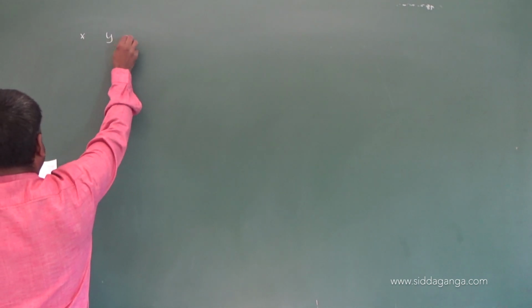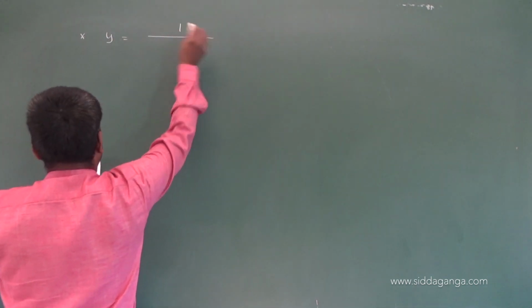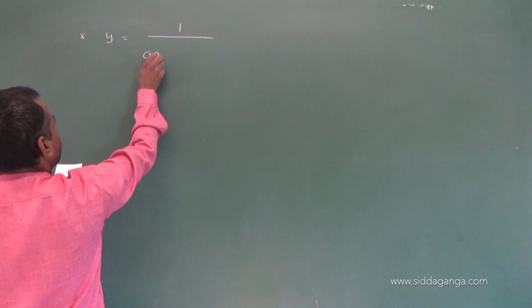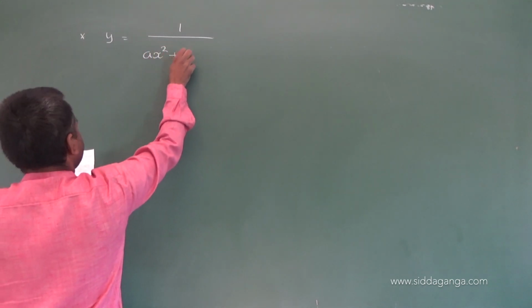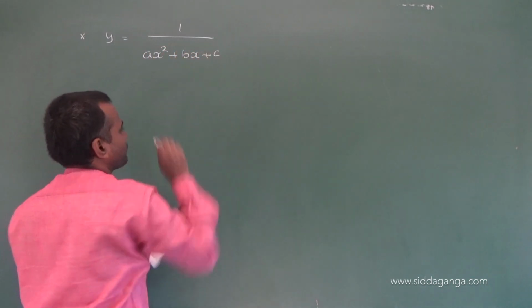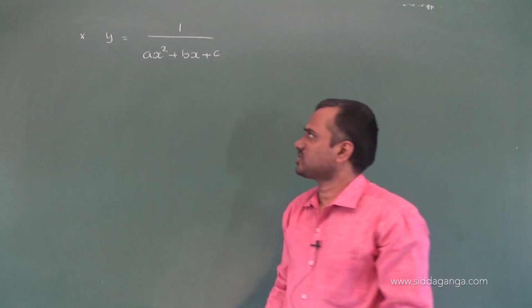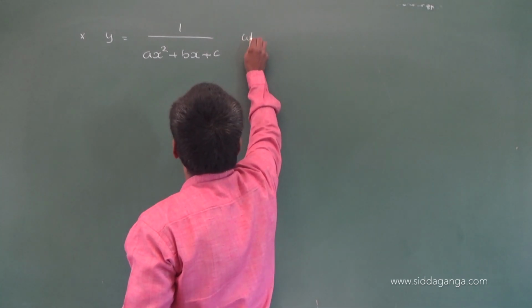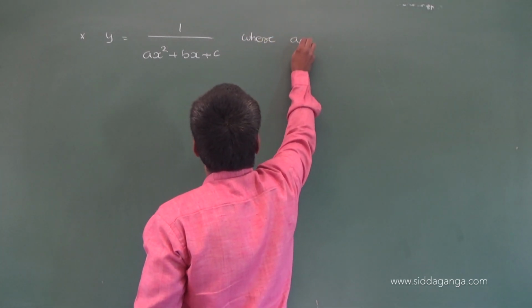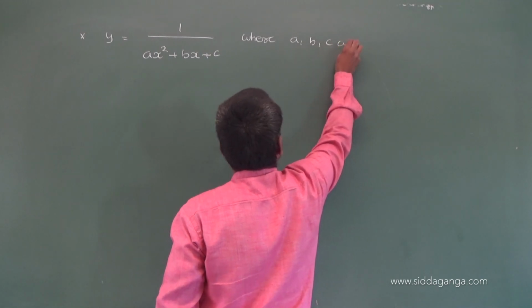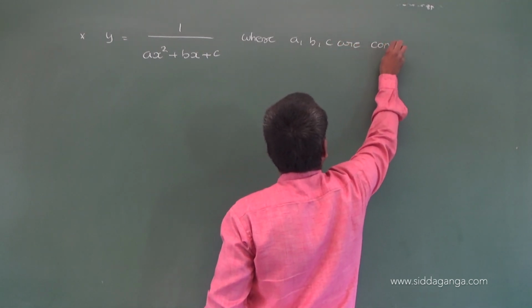Y is equal to 1 divided by ax square plus bx plus c. Y is equal to 1 divided by what? Ax square plus bx plus c, where a, b, c are constants.